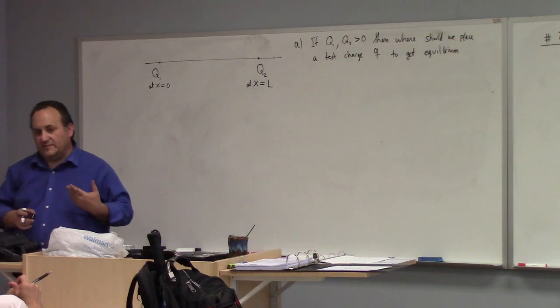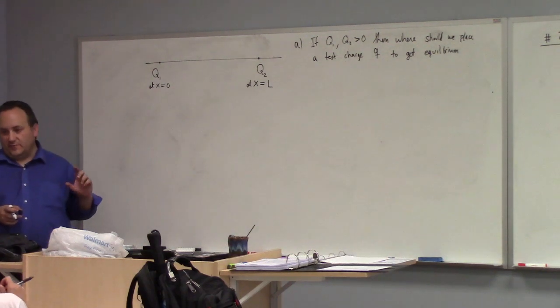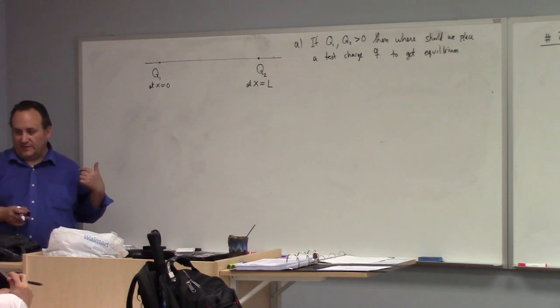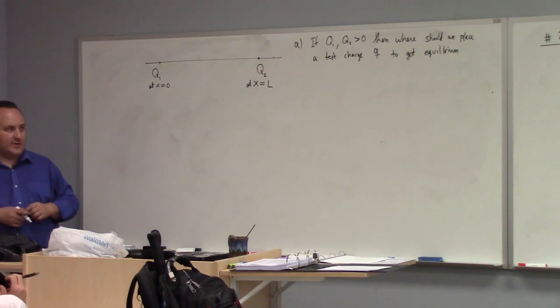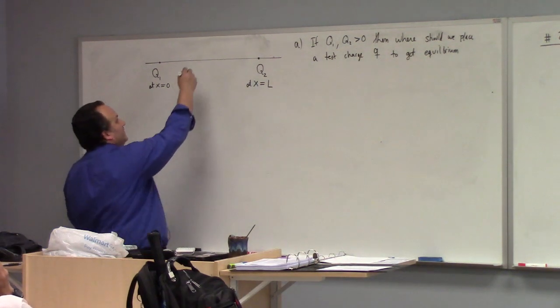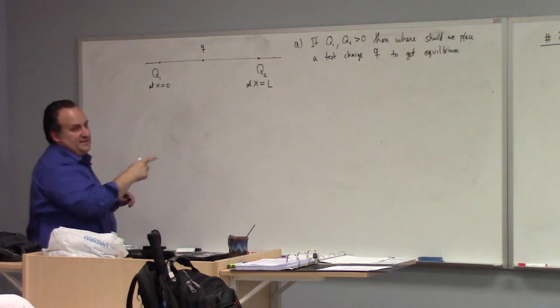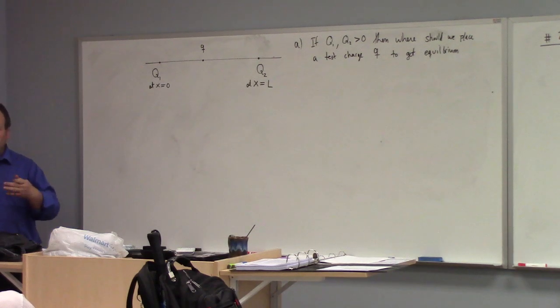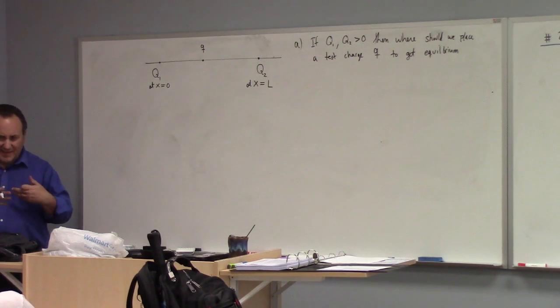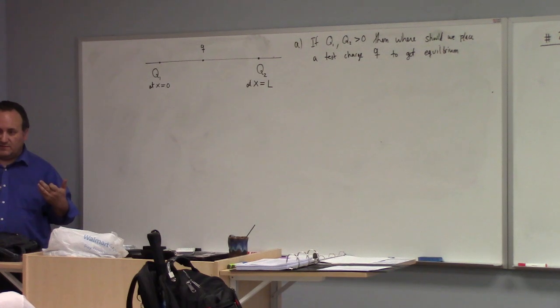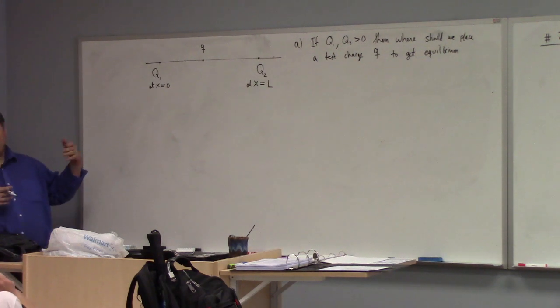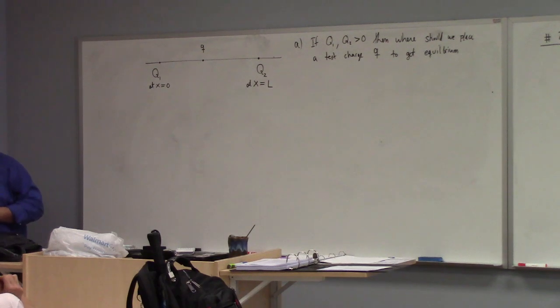It doesn't really matter if it's positive or negative. If it's positive, it's being pushed one way by one charge and the other way by the other. So we have to put it somewhere in here. If they're both positive, the solution has to be in the middle. If it was to the right or to the left of both charges, they would both be pushing it away, so there'd be no equilibrium there. It has to be between. So that's how we set it up.